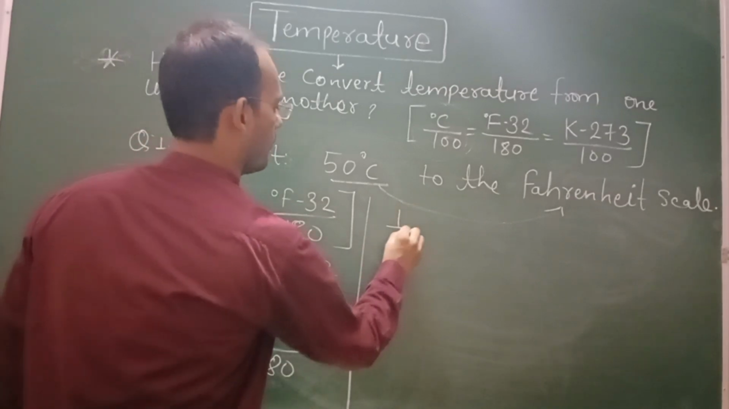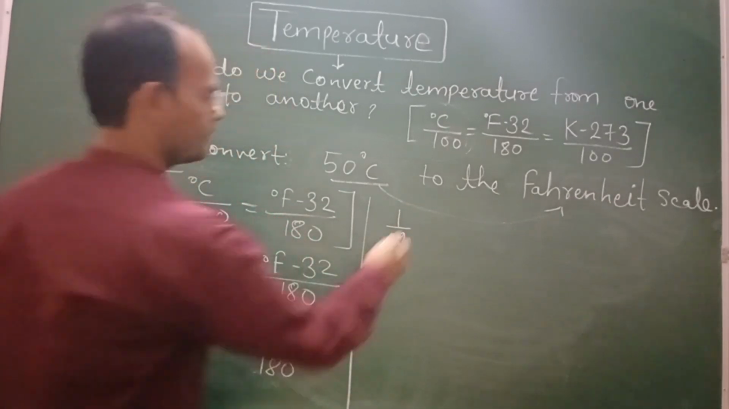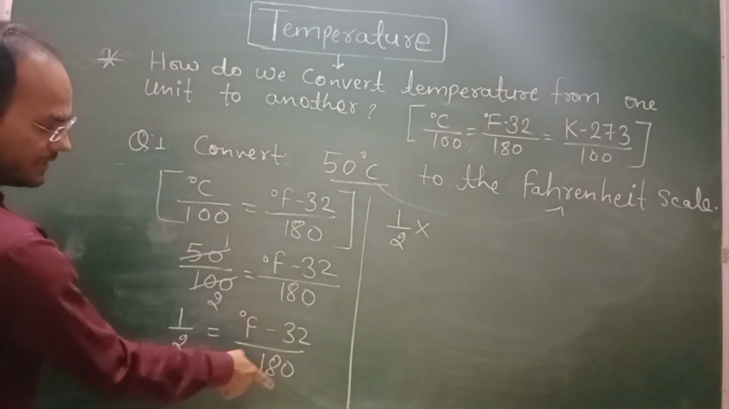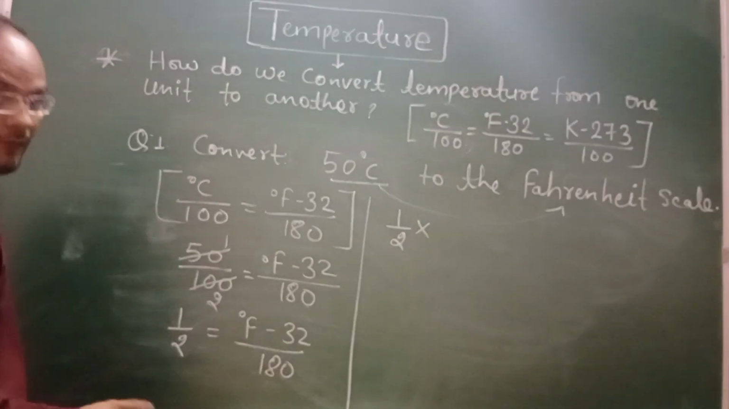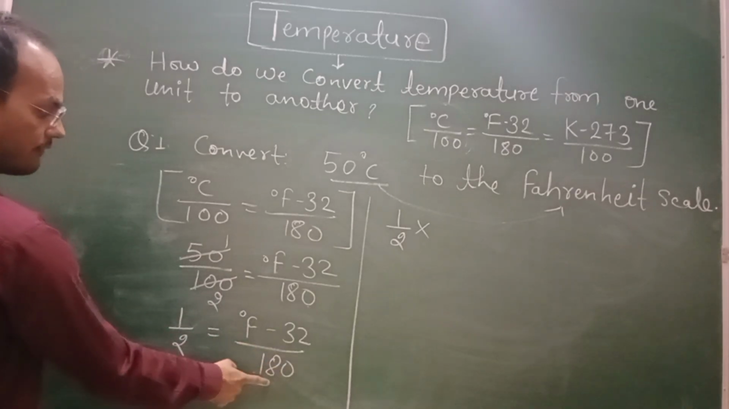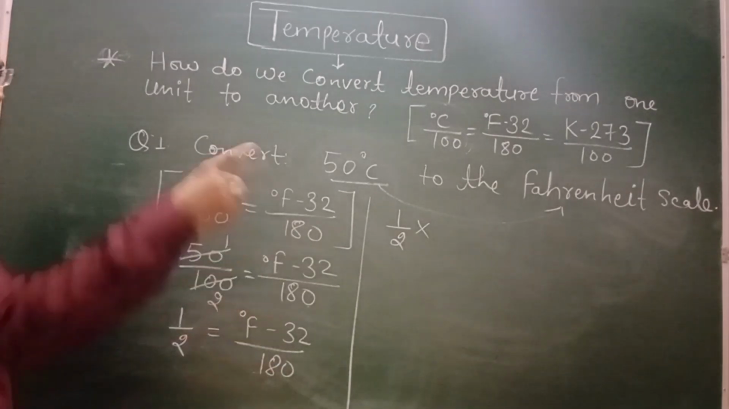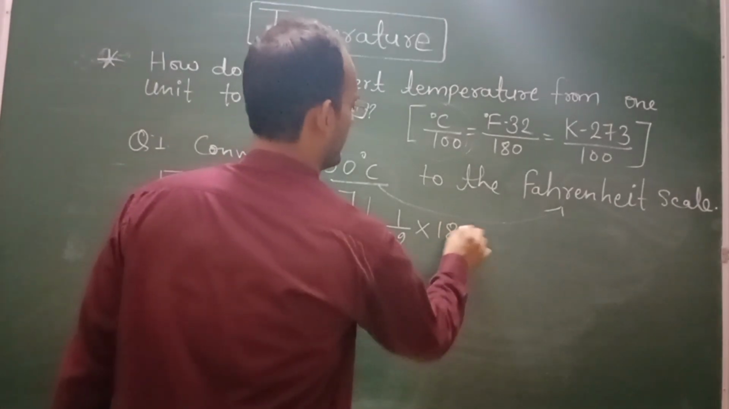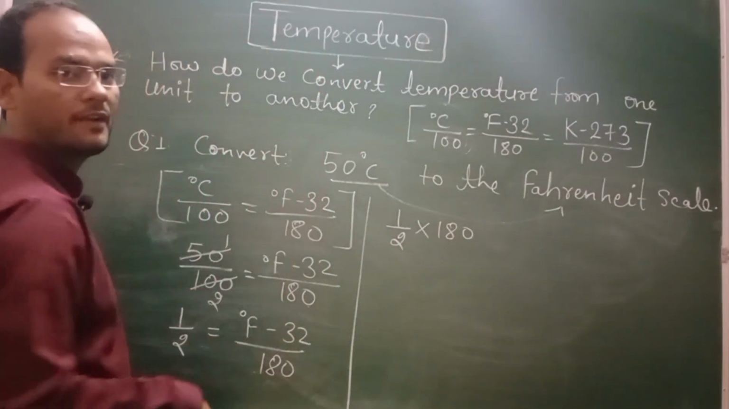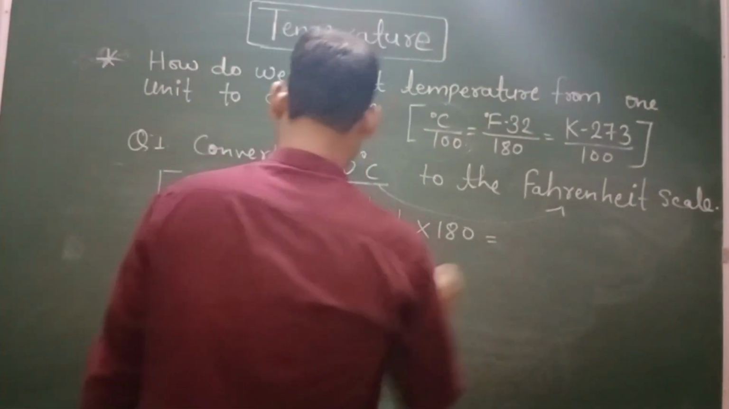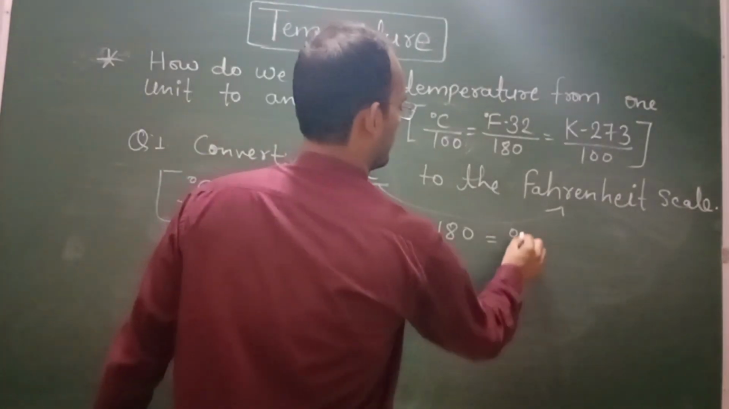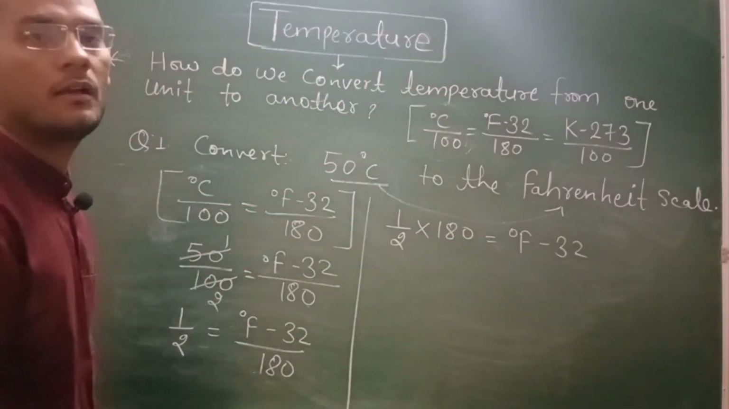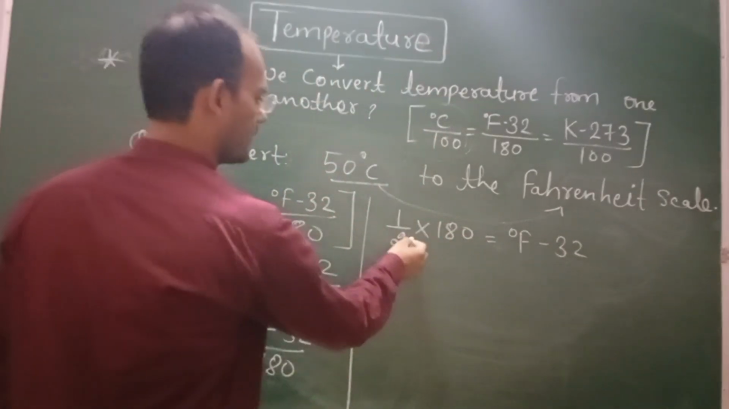It will be multiplied: 1 divided by 2 multiplied by 180, because on that side 180 is in division. So when we bring this value to this side, it multiplies by this value. So 180 will be multiplied by 1 divided by 2, and keep this degree Fahrenheit minus 32. This is the equation. And now calculate this one.